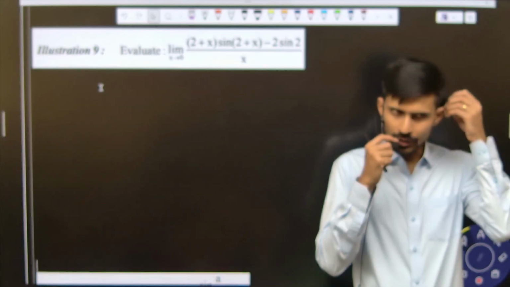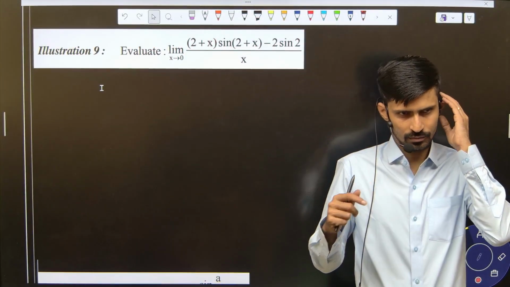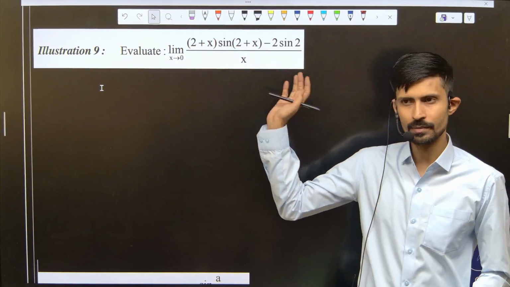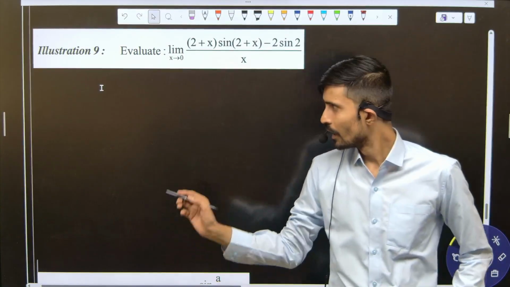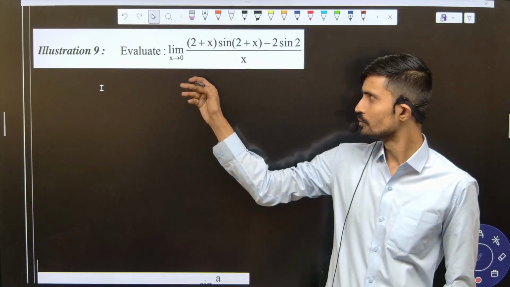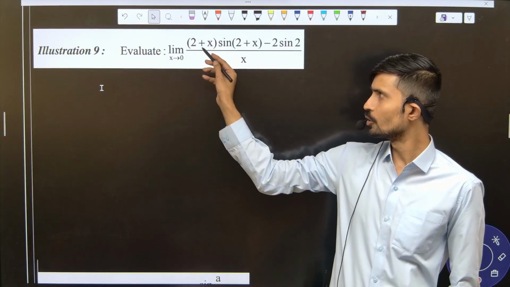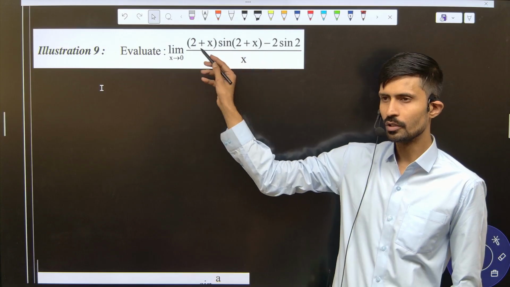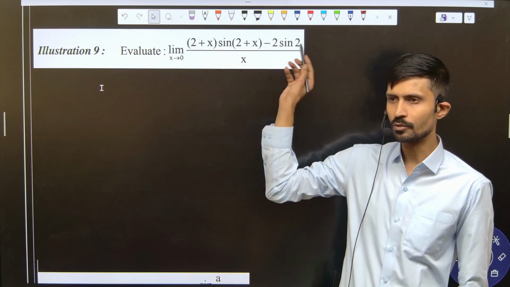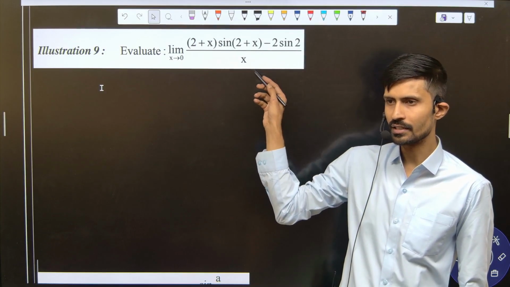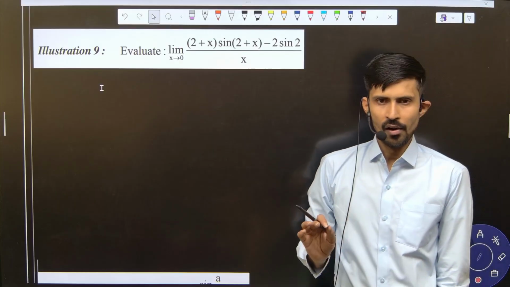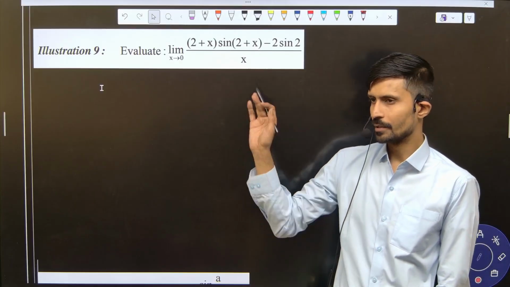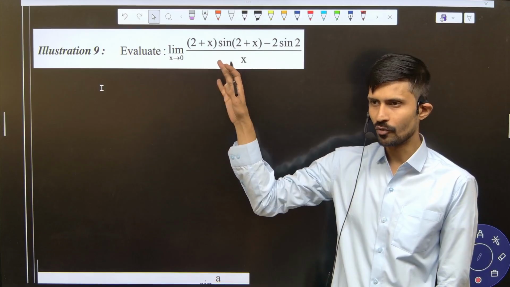See, first of all, this is a trigonometric limit. Yes or no? Trigonometry is present. Okay? And let's put x as 0. 2 plus 0, 2. 2 sine 2, 2 sine 2 minus 0. X is 0, so it is 0 by 0. Okay? It means we have to apply some formula for finding the answer.